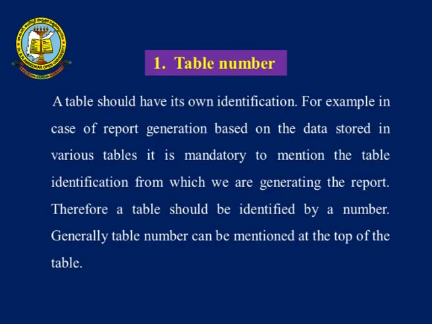So a table should clearly mention the table number, 1, 2, like this. Otherwise there is confusion. Therefore, a table should be identified by a number. Generally, the table number is mentioned at the top of the table: table 1, table 2, table 3 like this. Next, immediately after the table number we have the title of the table. Table 1 indicates what?